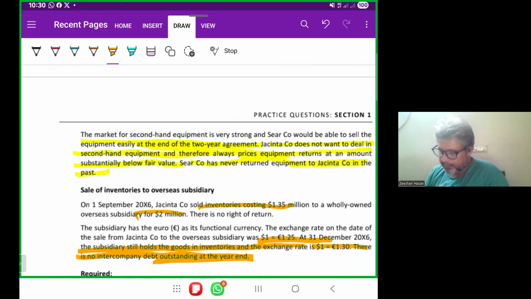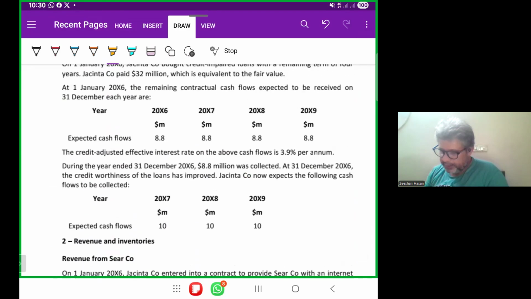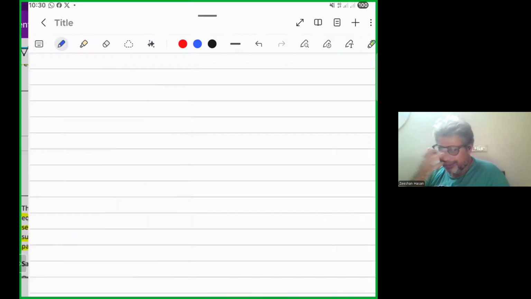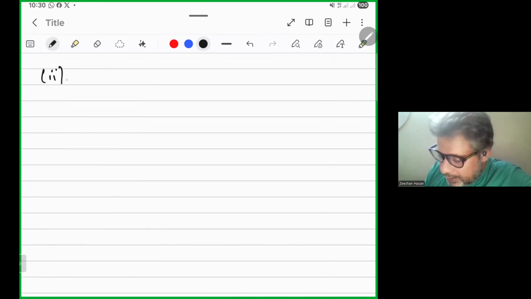Okay, so that's it. Anything else from the scenario? No. Let's just move to the drafting, and that's our last part of the question. That is sale of inventories.